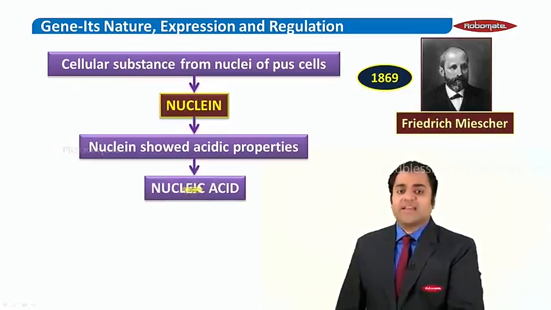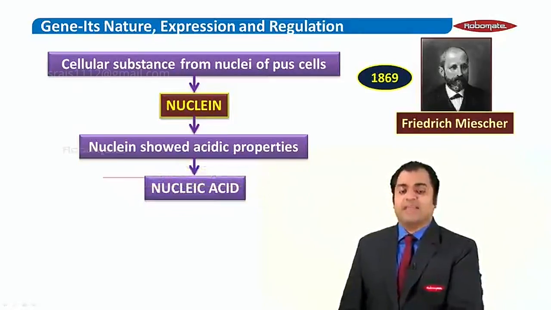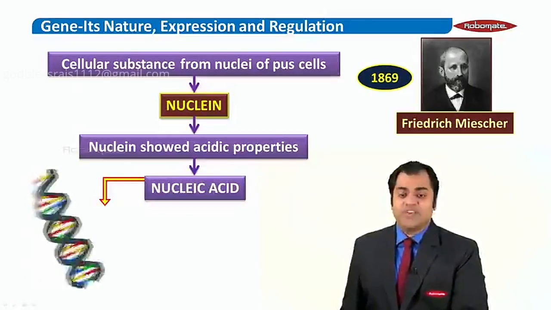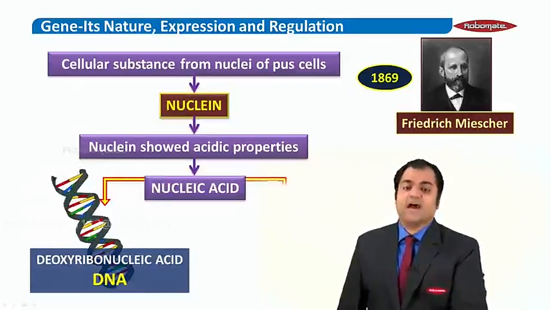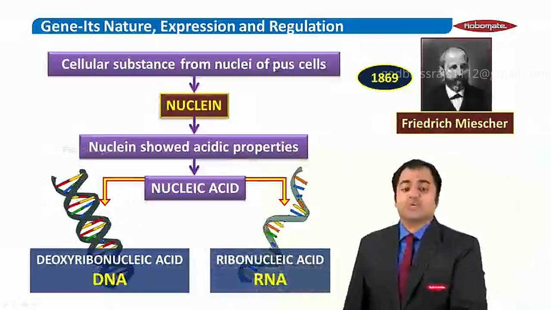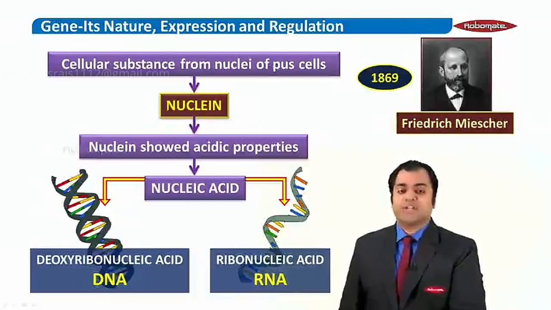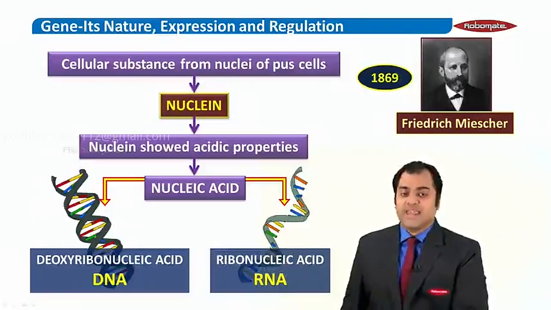In our cell, there are two different types of nucleic acid. And the two nucleic acids, obviously you know this, are deoxyribonucleic acid and ribonucleic acid. So the two types of nucleic acid found in most cells are deoxyribonucleic acid, which is DNA, and ribonucleic acid, which is RNA.